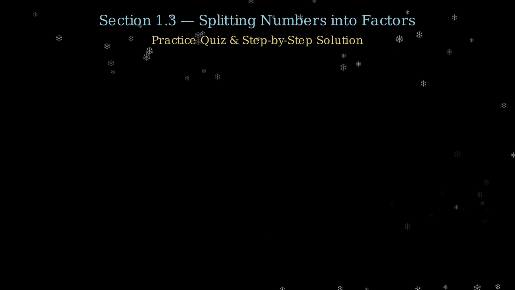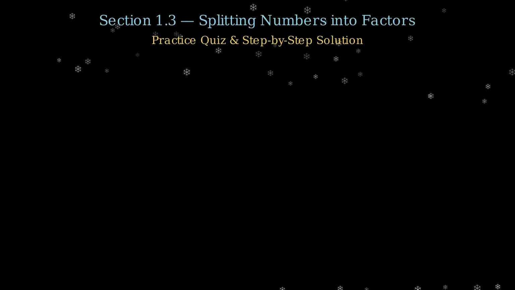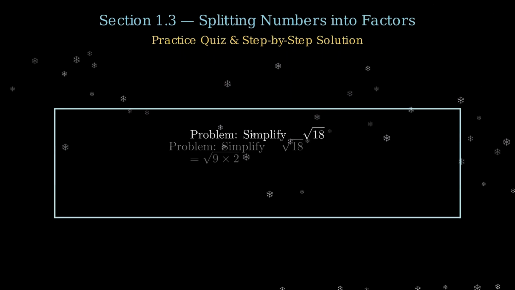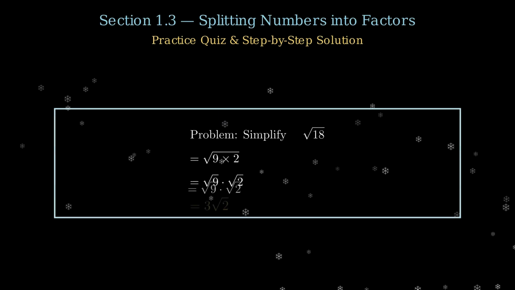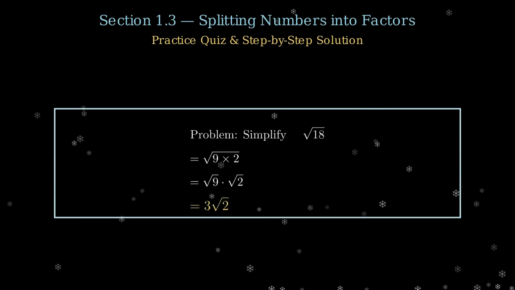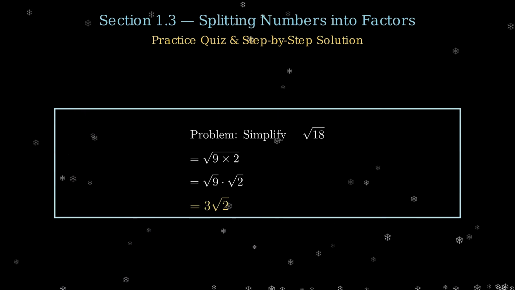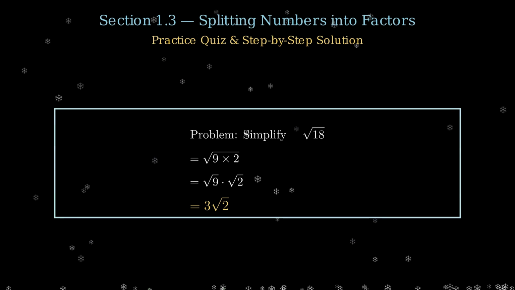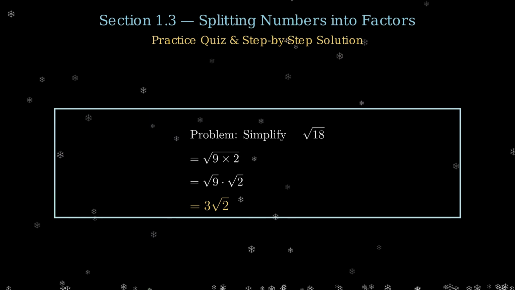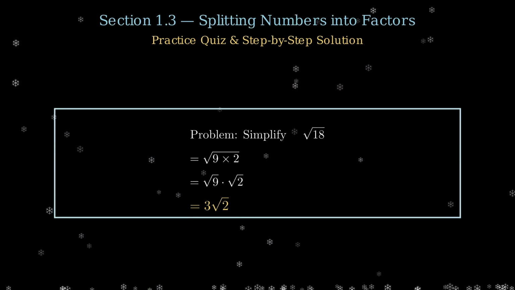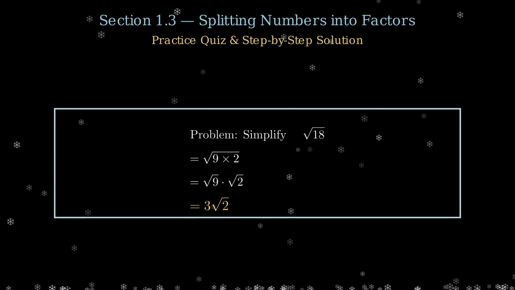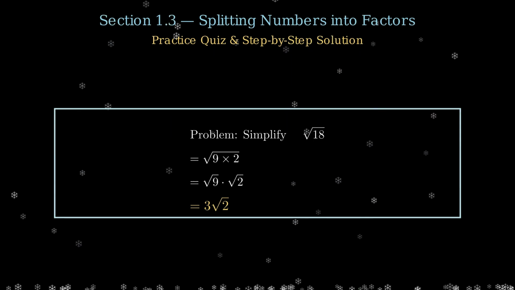Now let's solve a practice problem using this concept. Let's simplify the square root of 18. First, we split 18 into its factors, choosing a perfect square, 9 times 2. Next, we split the radical into the square root of 9 multiplied by the square root of 2. Since the square root of 9 simplifies perfectly to 3, our final simplified answer is 3 times the square root of 2.